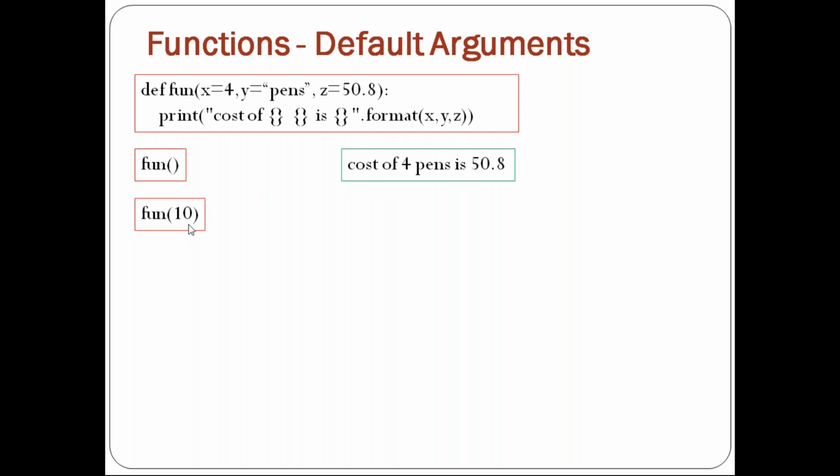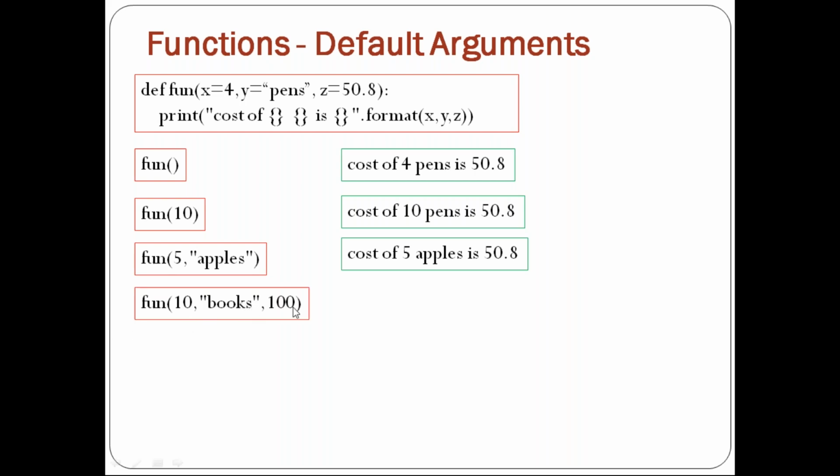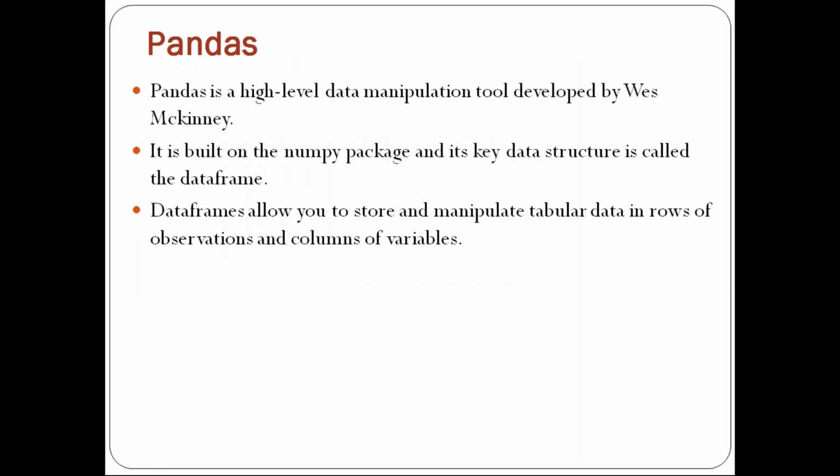Suppose if I supply 10, this 10 will be assigned to x, and the values for y and z will be considered as default ones. As a result, we will be getting cost of 10 pence is 50.8. Suppose if we supply 5 apples, then 5 will be assigned to x and apples will be assigned to y, and z value will be treated as the default one, that is 50.8. As a result, we will be getting cost of 5 apples is 50.8. And if we supply 10 books 100, then we will be getting cost of 10 books is 100. This is about default arguments.